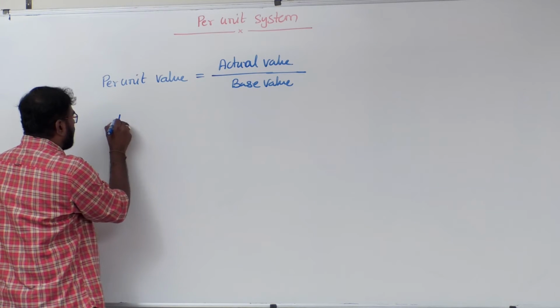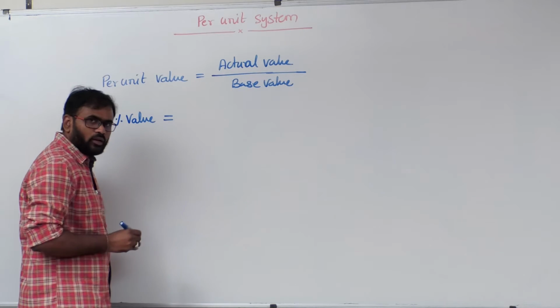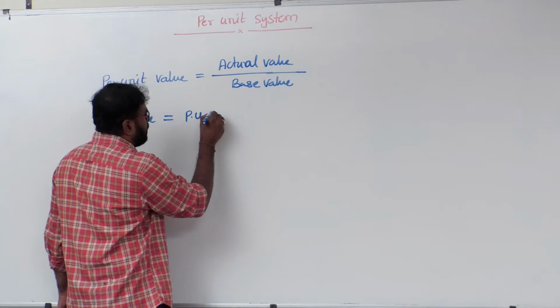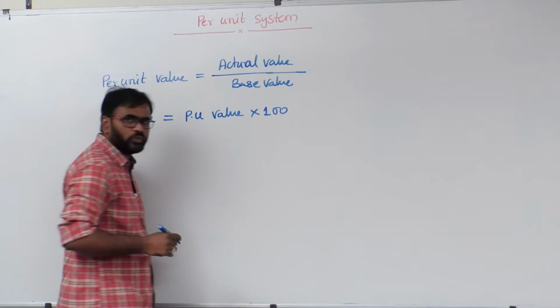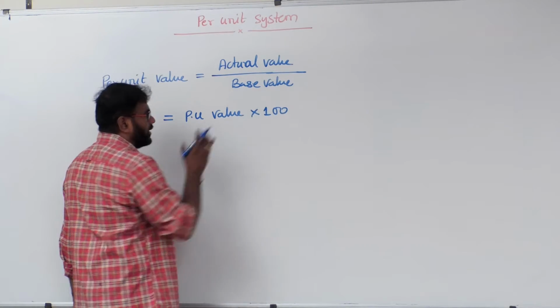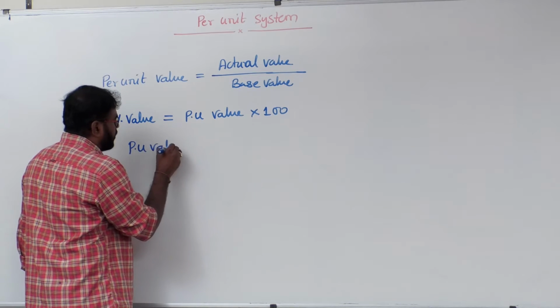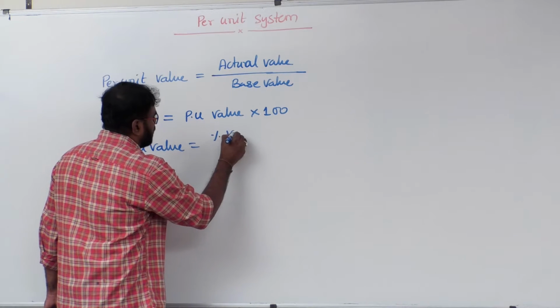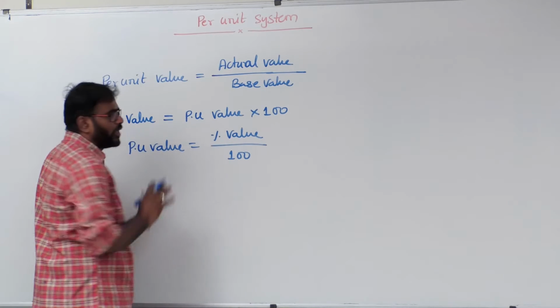Now, the next important formula in the per unit system is percentage value. Clear? What is percentage value? If you multiply the per unit value with 100, we get the percentage value. Or indirectly, the per unit value can also be defined as the percentage value divided by 100. So this is also a very important formula.